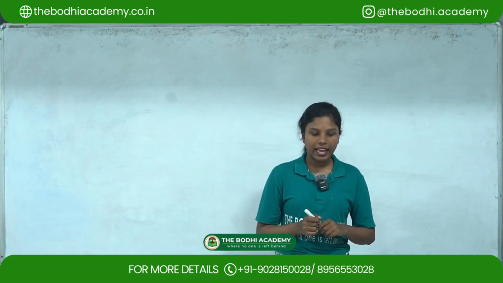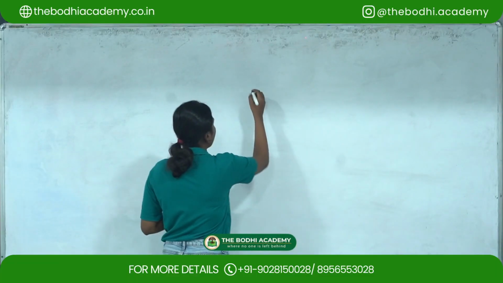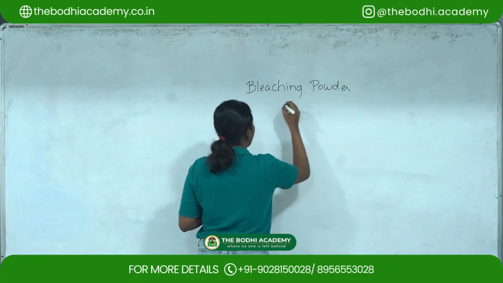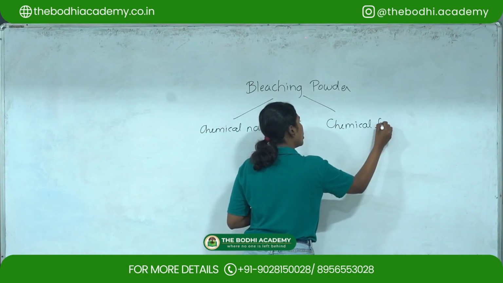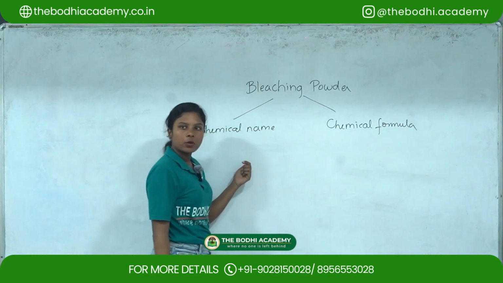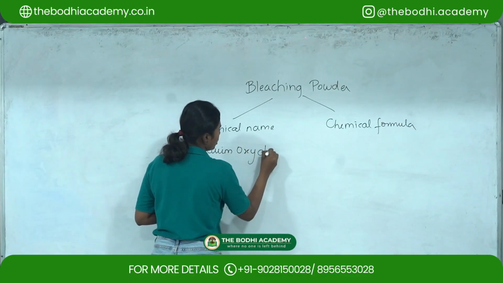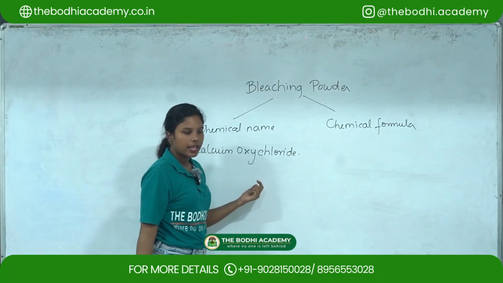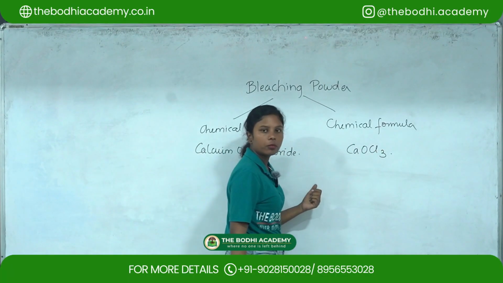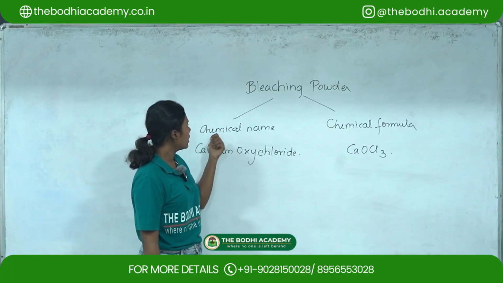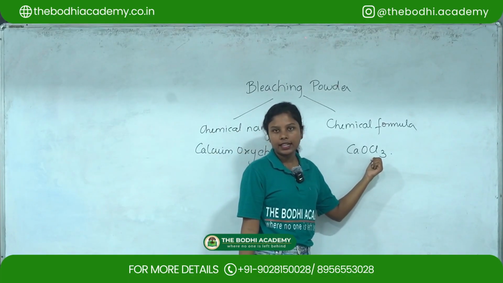Moving to the next question, we have: write the chemical name and the formula of bleaching powder. So we have bleaching powder. We have to write its chemical name and also its chemical formula. Now we know bleaching powder is nothing but calcium oxychloride. Okay, and its chemical formula is CaOCl3. So bleaching powder, its chemical name is calcium oxychloride and its formula is CaOCl3.